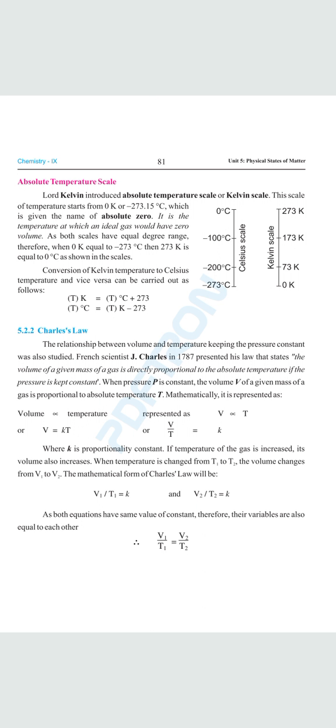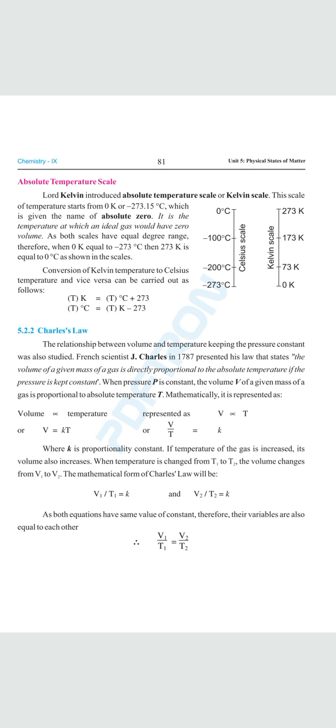Mathematically, it is represented as volume directly proportional to temperature. And if we want to remove the proportional sign, we add a constant: V is equal to K. If we want to convert this proportion into an equation, we add K as a constant, then it will become V is equal to KT. K means constant, T means temperature and V means volume.